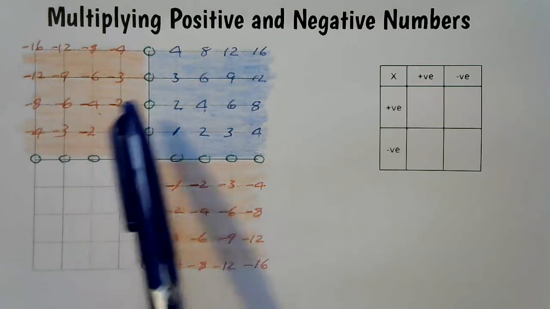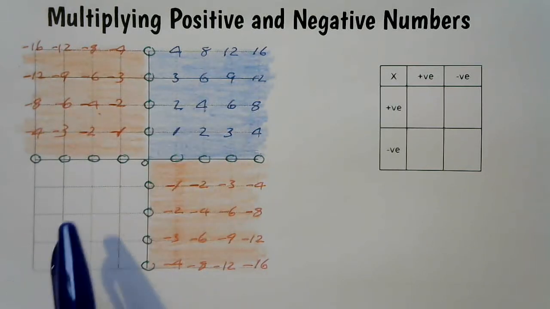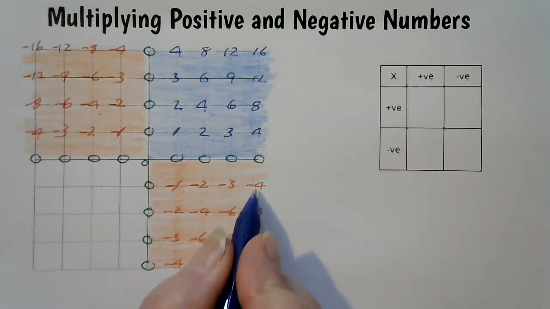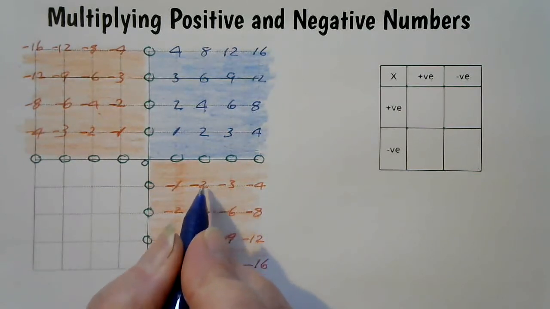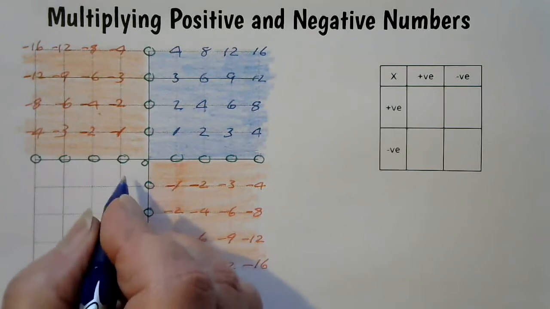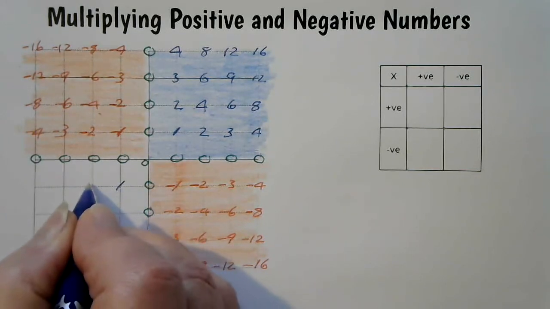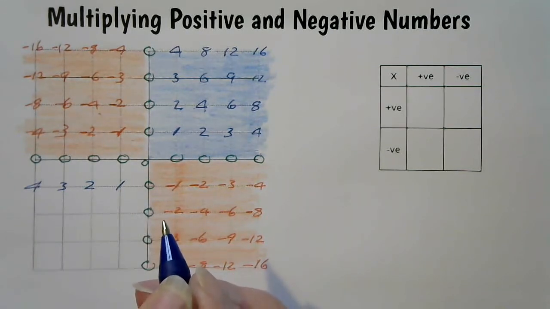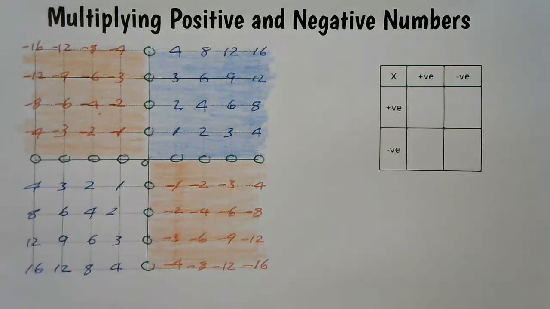Now I've filled in 3 of these quadrants. I want to have a look at this quadrant here now, and I'm going to do the same sort of thing. Negative 4, negative 3, negative 2, negative 1, 0. So this must be 1, 2, 3, 4. And again, I can see a pattern. So I'll fill that in quickly. There we are. There's all the numbers filled in. Now I'll colour it in.